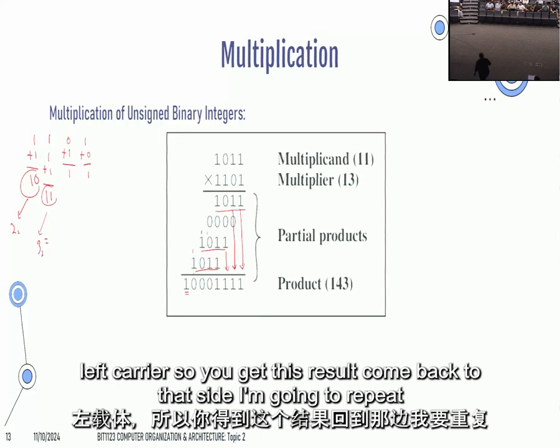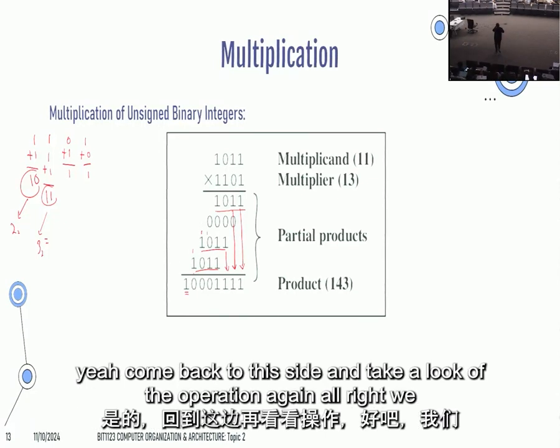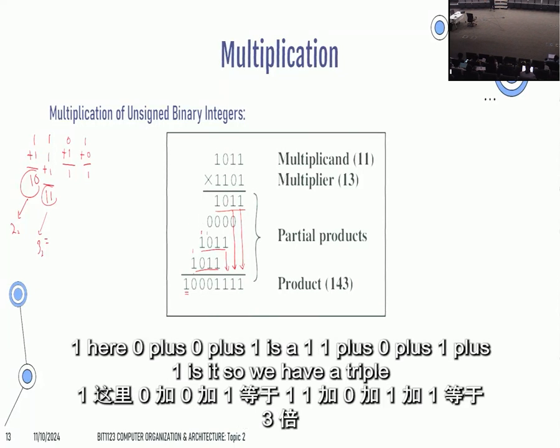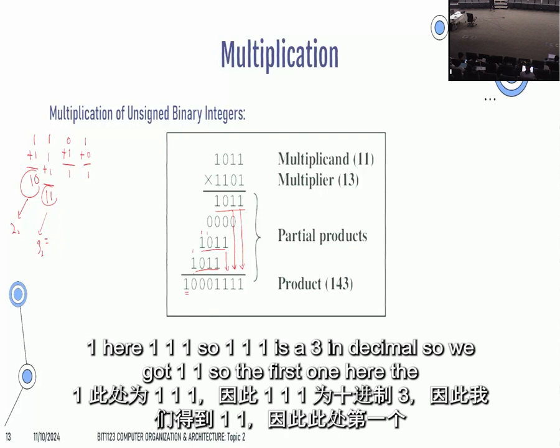Come back to this side. I'm going to repeat, yeah? Take a look at the operation again. All right, we have a 1 here, and I just push the result down here. 1 plus 0 will be 1. Here, 0 plus 0 plus 1 is 1. 1 plus 0 plus 1 plus 1, is it? So we have a triple 1 here: 1, 1, 1. So 1, 1, 1 is 3 in decimal, so we got 1, 1.